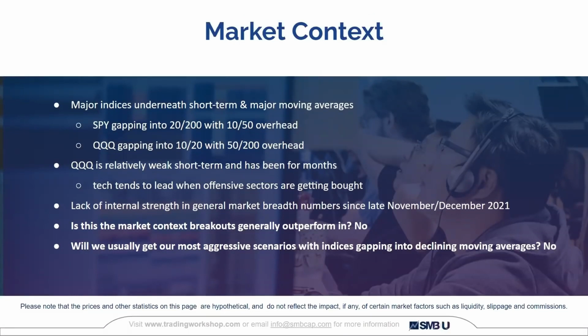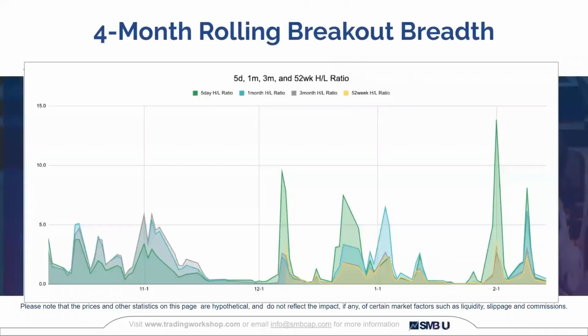And so then, for market context, this part of our system, we ask ourselves, is this the market context where breakouts are going to outperform? And no. Will we usually get our most aggressive scenarios with the indices in this exact market context, gapping into declining overhead moving averages? No. So that's a pretty low grade for market context.